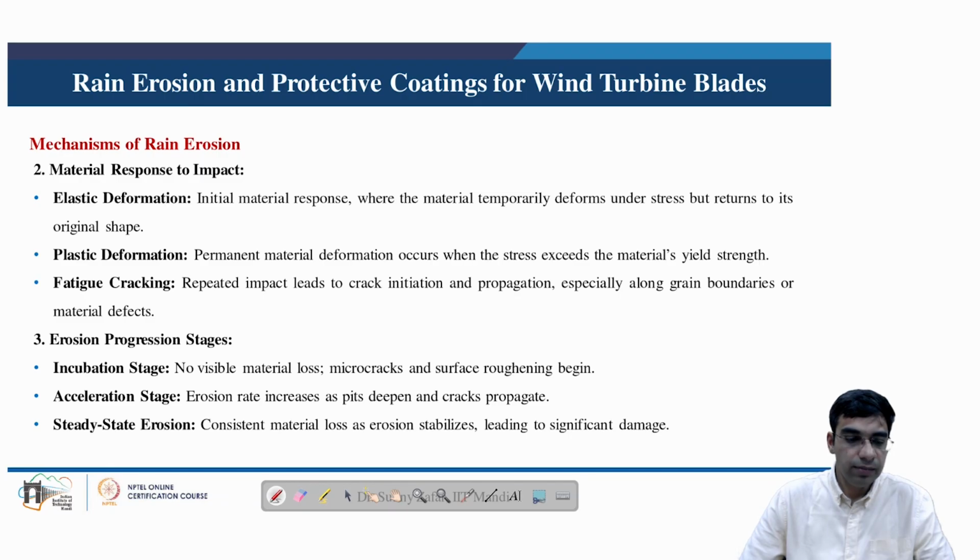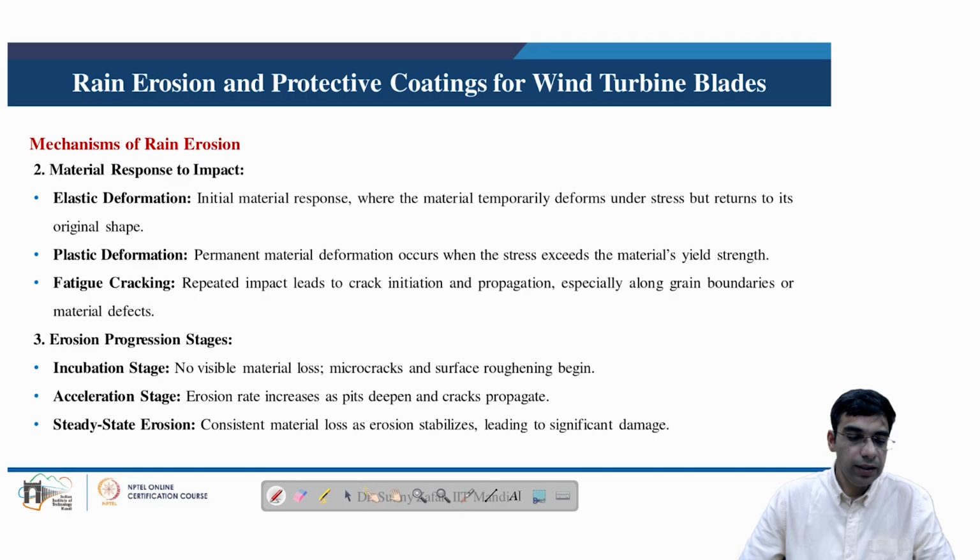So the various mechanisms of rain droplet erosion include elastic deformation, plastic deformation, and fatigue cracking. Elastic deformation is the initial material response where the material temporarily deforms under stress, but returns to its original shape. In plastic deformation, permanent material deformation occurs when the stress exceeds the material's yield strength. Fatigue cracking is often limited to crack initiation and propagation, especially along grain boundaries and material defects.